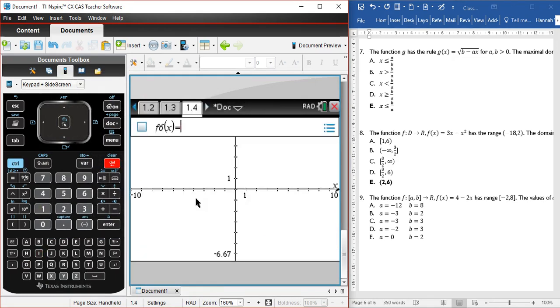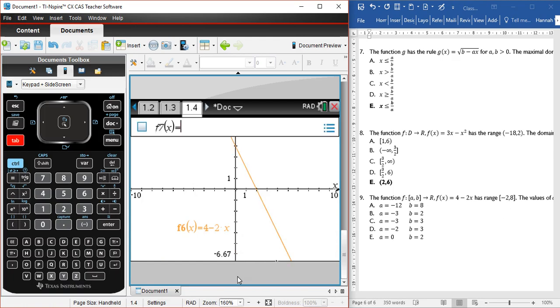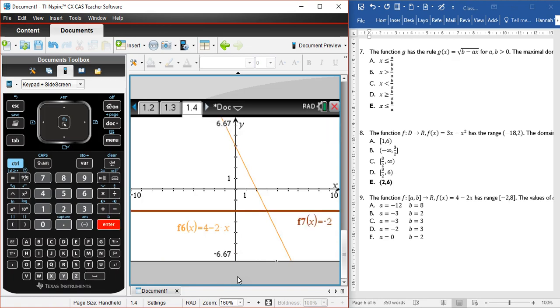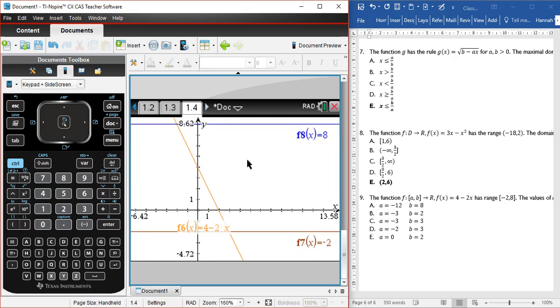Let's type in 4 minus 2 times x, which is this. And we're given the range, which is between -2 and 8. So I'm just going to try to find it on here. So I'm going to sketch y equal to -2, which is here. y equal to 8 is, well, just put it up. Okay. It's here and here. So what I'm going to do is try to find these point intersections.